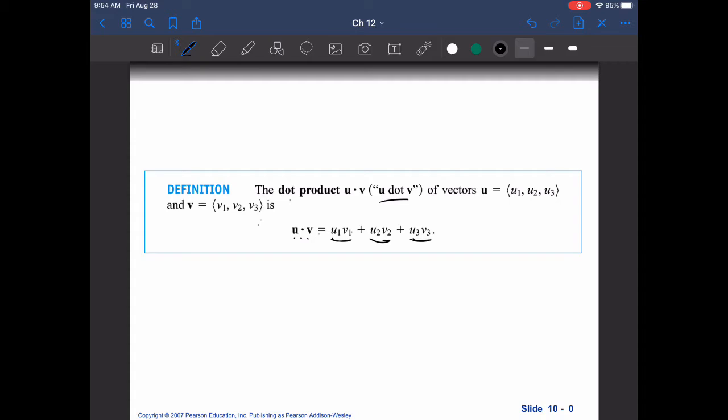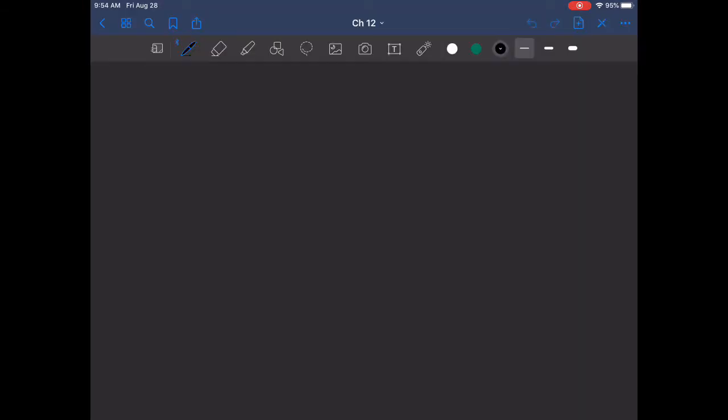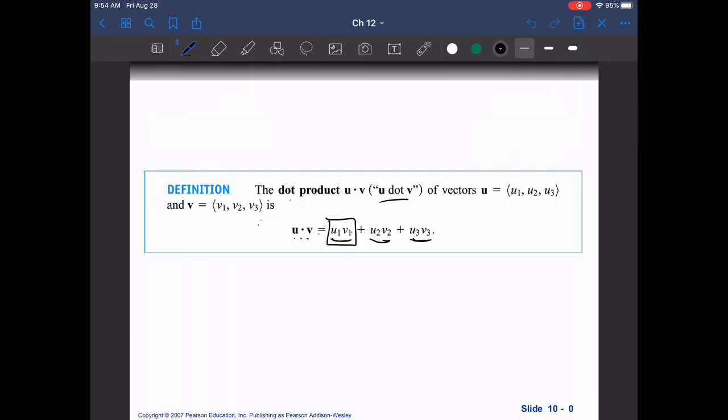Now I want you to notice that what we're doing here is multiplying parts together that are parallel to each other. We're multiplying all the parallel parts together, and we're getting a result. And so that's the idea of a dot product: you multiply all of the parallel parts together.